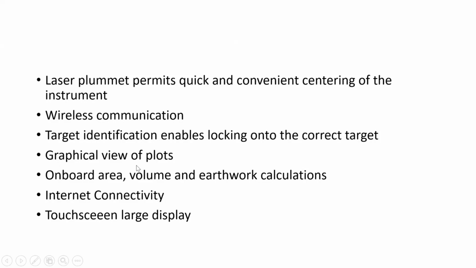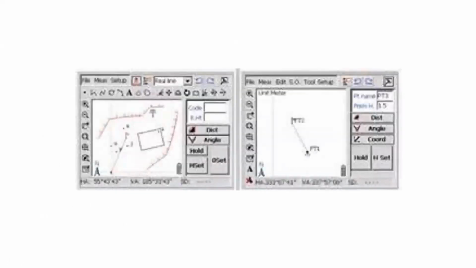And graphical view of plot. On the screen itself, we can see how our data is taken, and internet connectivity is there. A touch screen large display is there. Onboard area volume calculation. In the field itself, we can find out what is the area covered and what is the volume of the earthwork. See here on the screen, we can see these are the lines.